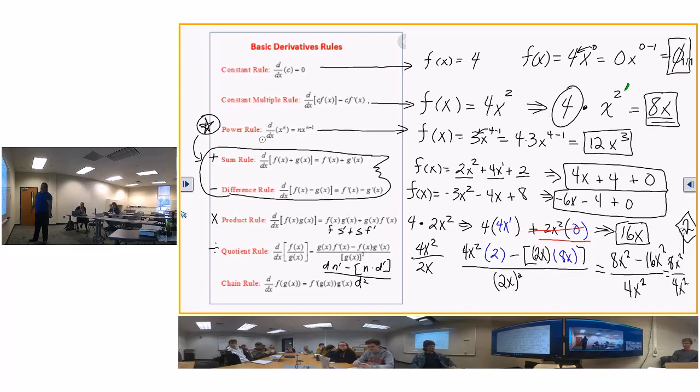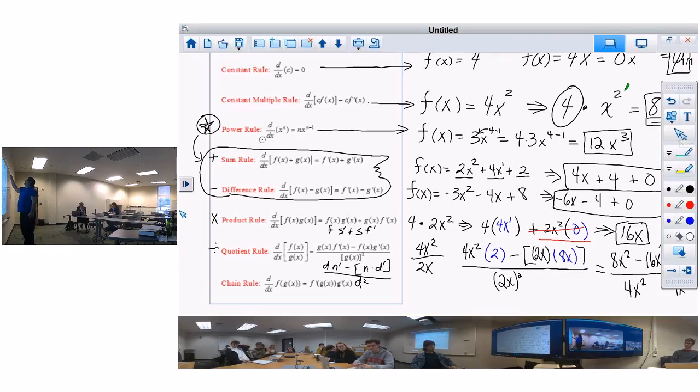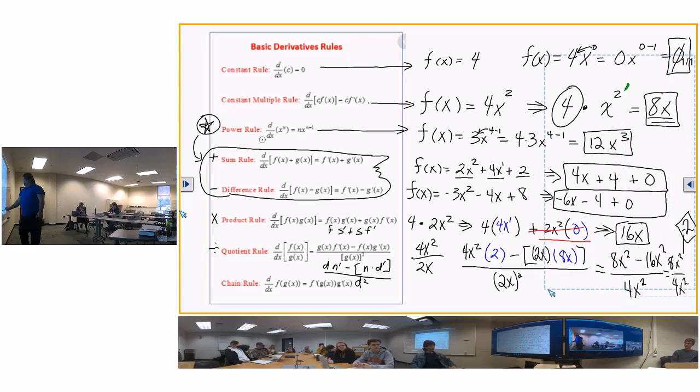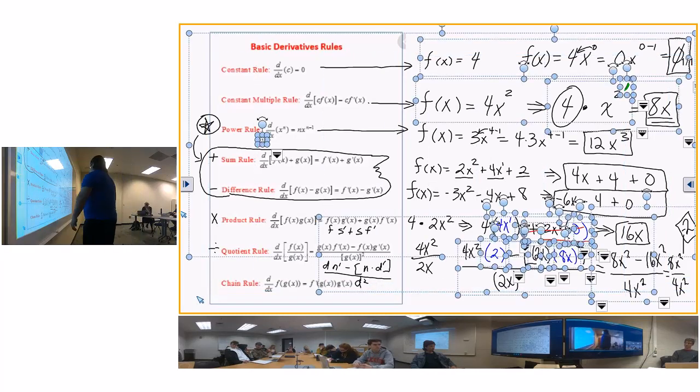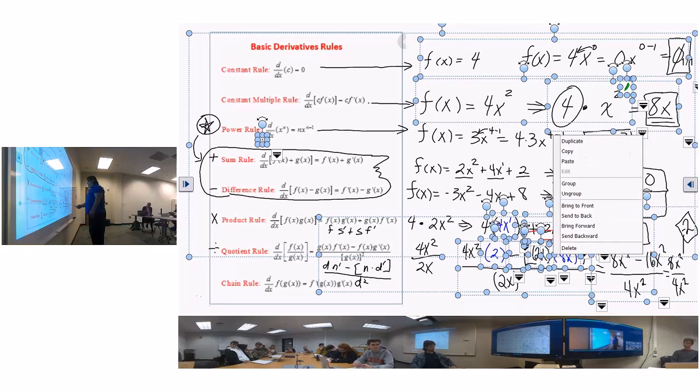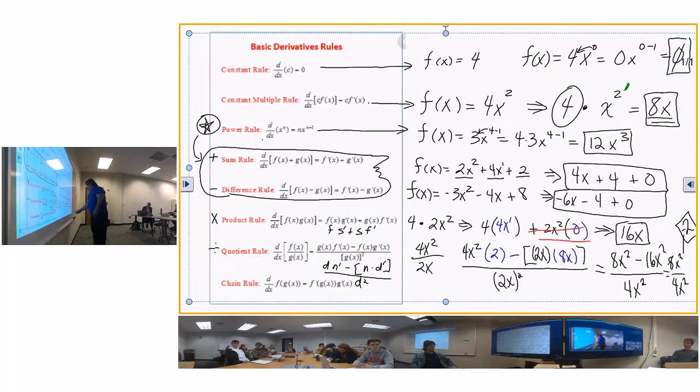And the chain rule. Let me make this smaller, and I'll tell you what the chain rule is. Again, I'm not showing you this as you need to master it right now. I'm showing it to you where we're headed. So here's the chain rule.